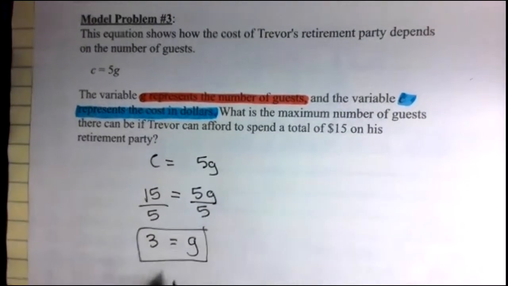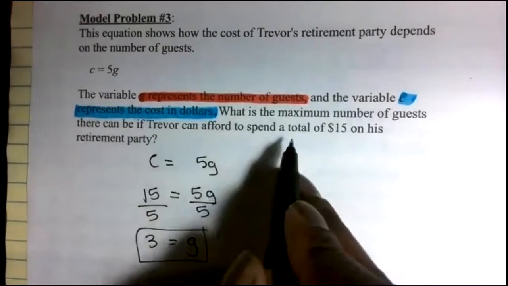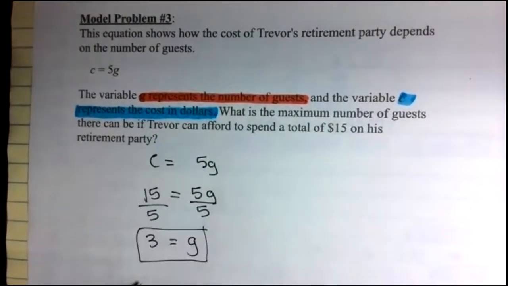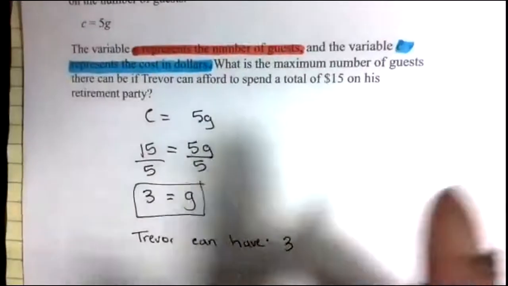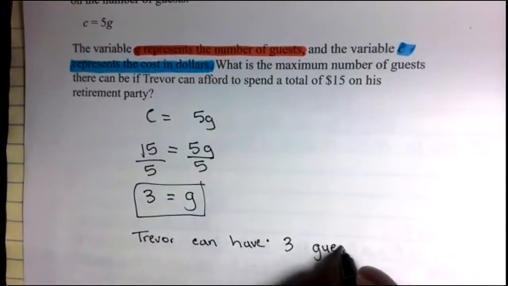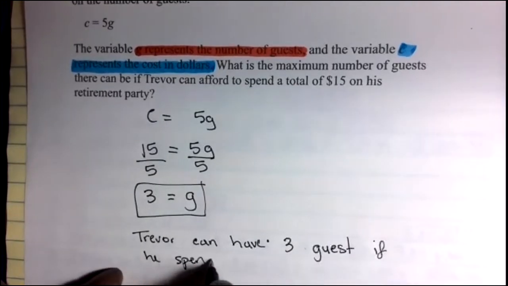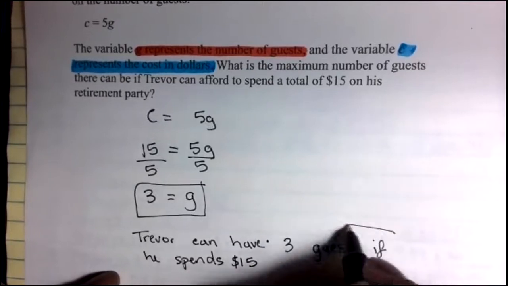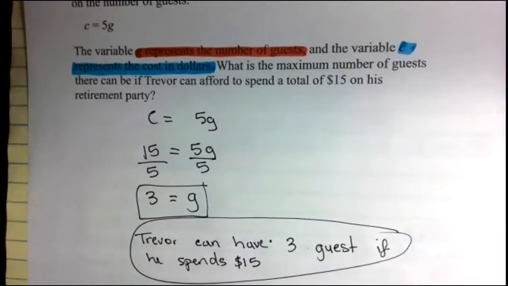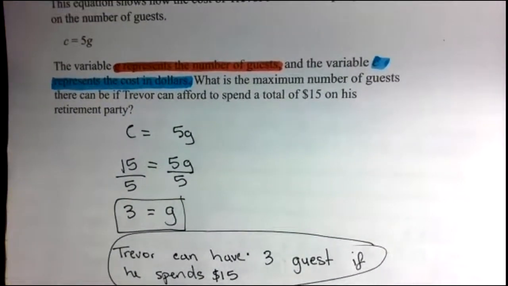So what does this mean? It means that if Trevor can afford to spend $15, he can have three guests. And that is part of my answer. So that is what the equation is. That is how we evaluate it.